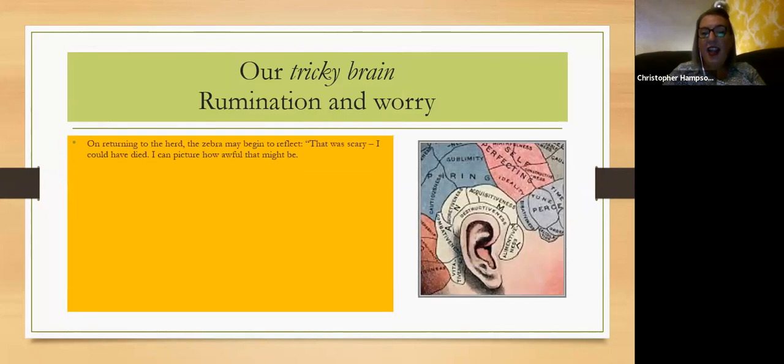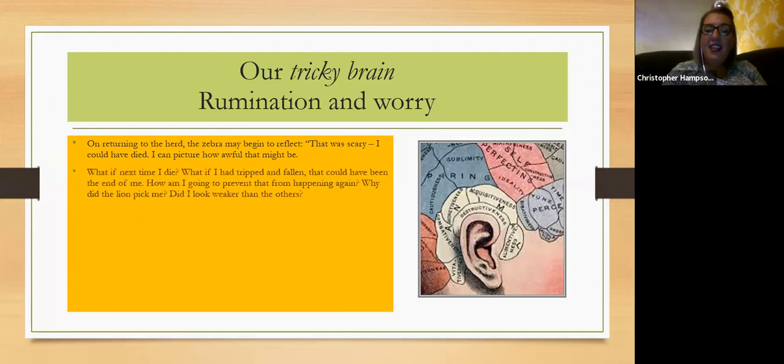On returning to the herd, the zebra may begin to reflect. That was scary. I could have died. I can picture how awful that might be. What if the next time I die? What if I had tripped and fallen? That could have been the end of me. How am I going to prevent that from happening again? Why did the lion pick on me? Did I look weaker than the others? Why didn't anyone help me out there? They all just carried on grazing as if nothing had happened. Maybe they don't like me. What would have happened to my children?